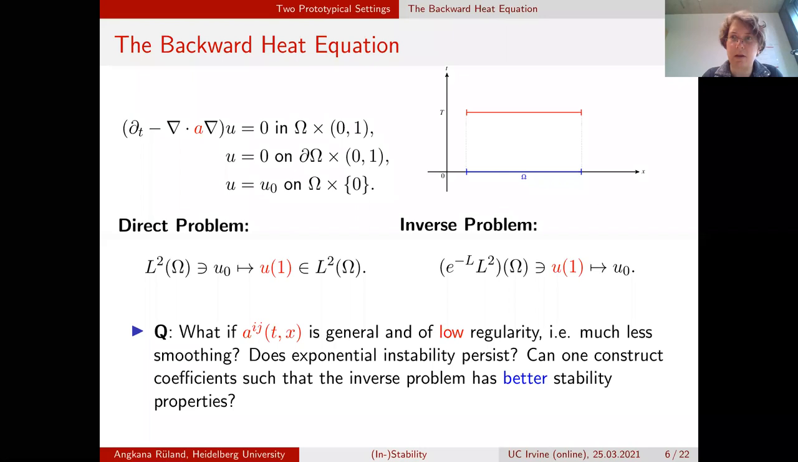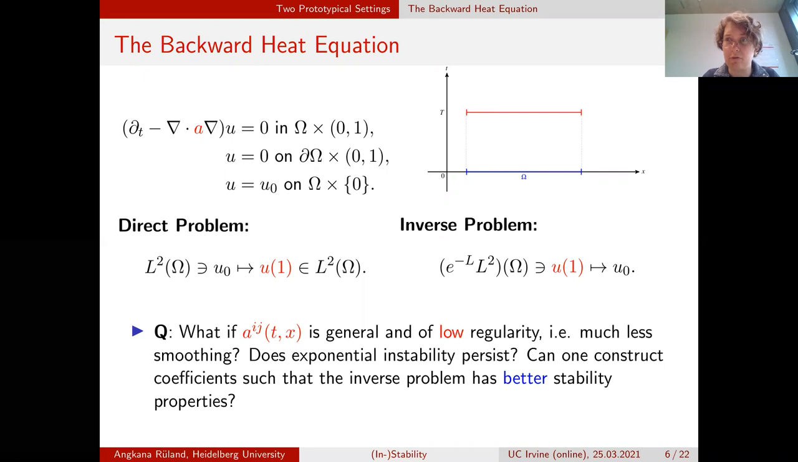I mean, maybe think of a random medium or something, which you could expect maybe to have some kind of memory or whatever, whether it is possible to find coefficients with better mapping properties. Okay, so this is the first problem I would like to keep in mind. And before turning to the solution of this problem, let me turn to a second model problem, which of course is again a very well-known and well-studied inverse problem.